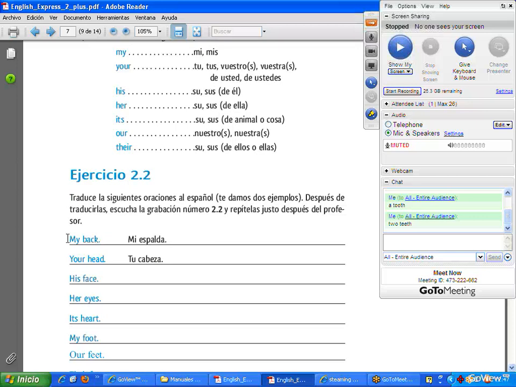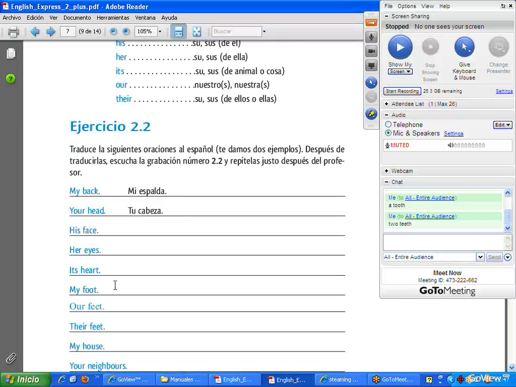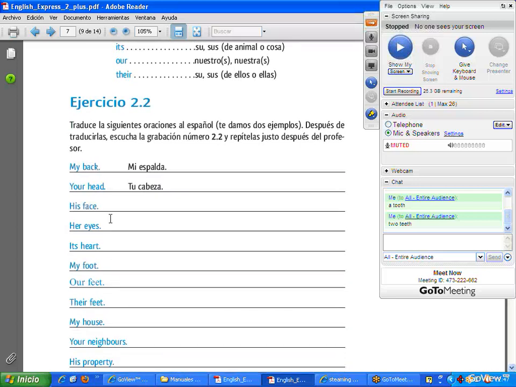his face. What is face? We'd have to say su cara, her eyes, sus ojos. Now, some of these words you don't know. And you'll have to look them up in the dictionary. I always have a dictionary on the internet open. Let me show you my dictionary.